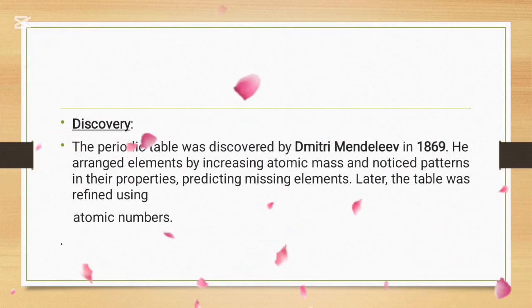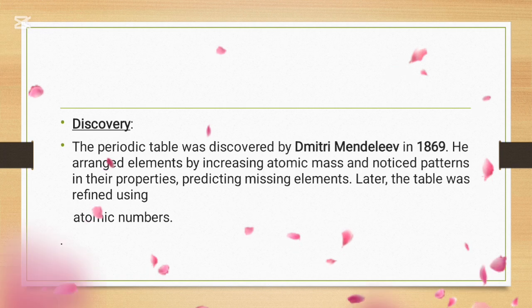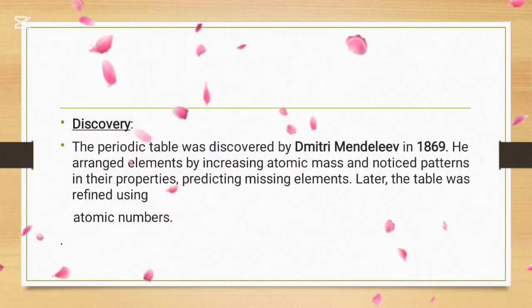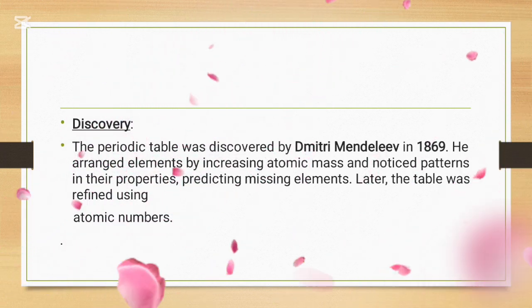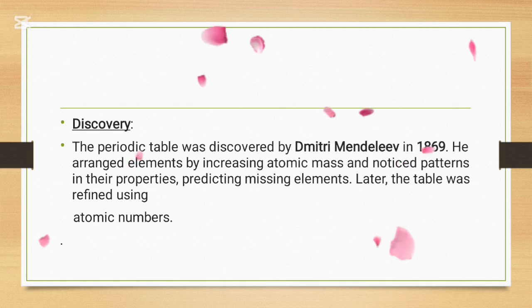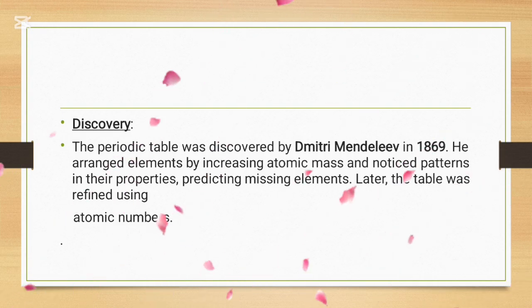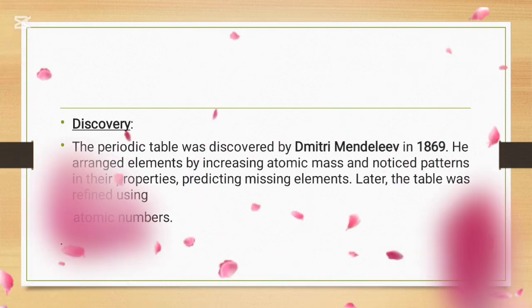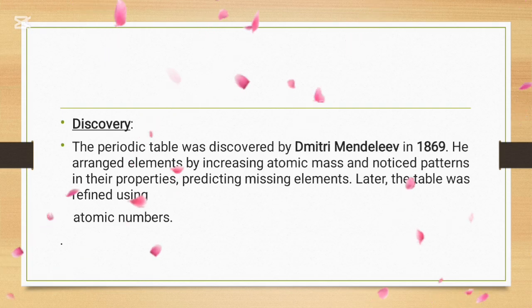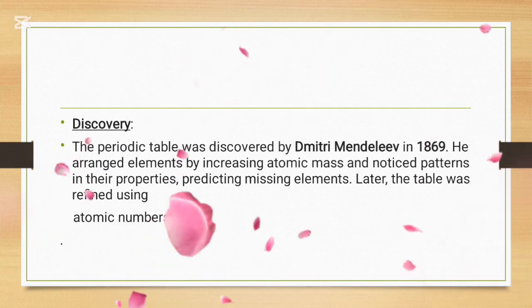Discovery. The periodic table was discovered by Dmitry Mendeleev in 1869. He arranged elements by increasing atomic mass and noticed patterns in their properties, predicting missing elements. Later, the table was refined using the atomic numbers.